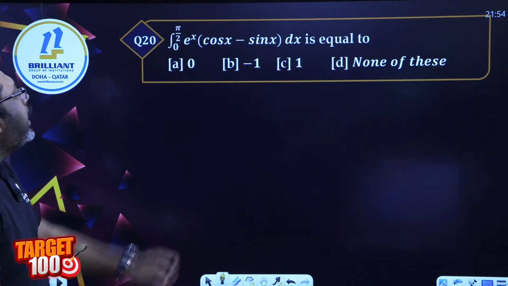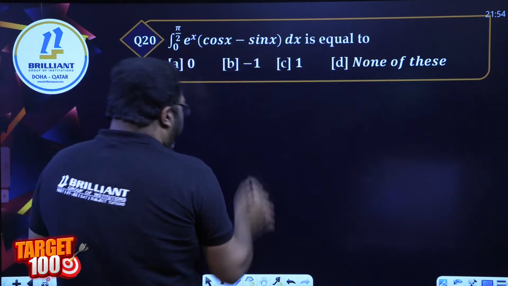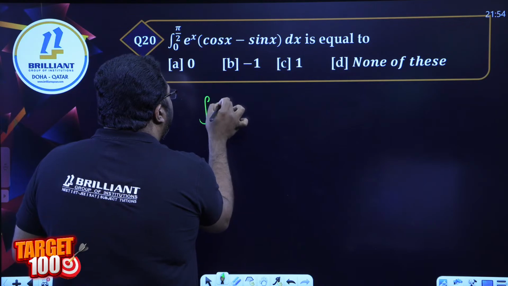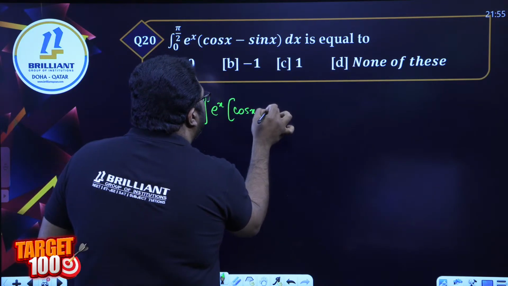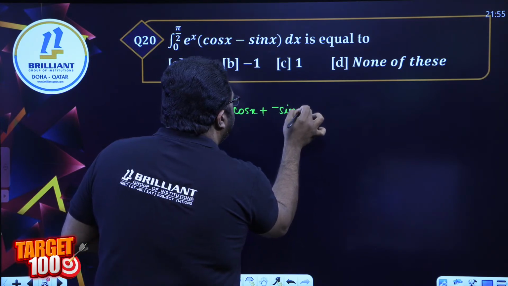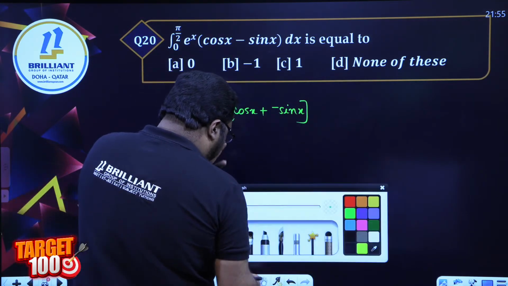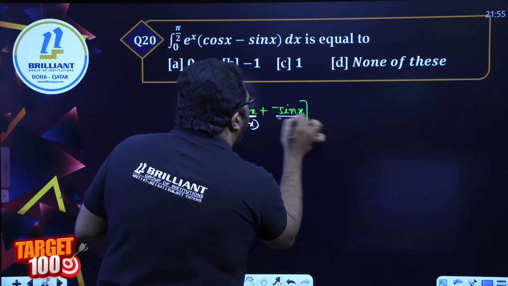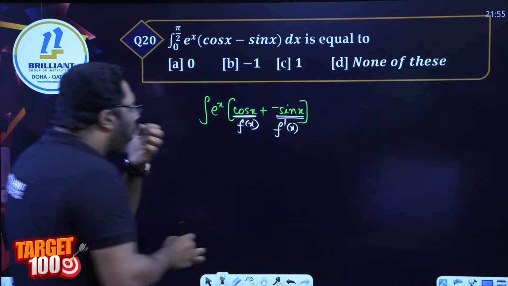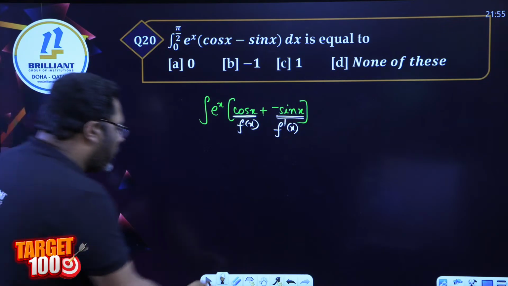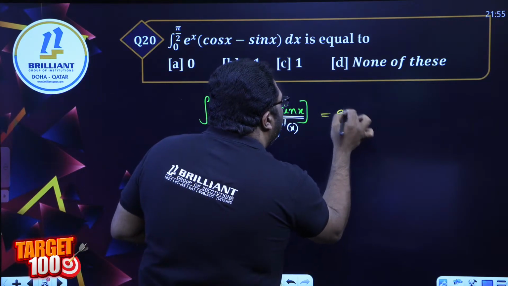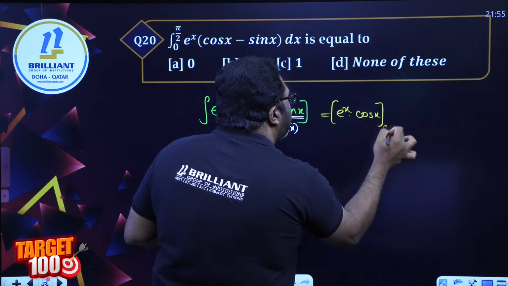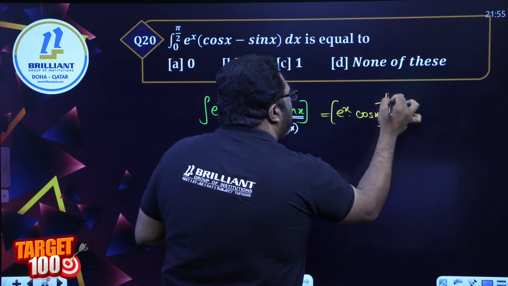Question number 20, again a standard e raised to x f plus f dash question. This is the integral of e raised to x times cos x minus sin x, and you can clearly see this is your f of x and this is your derivative f dash, because the derivative of cos x is minus sin x. So your answer is going to be e raised to x into f of x, and the limit is from 0 to pi by 2.